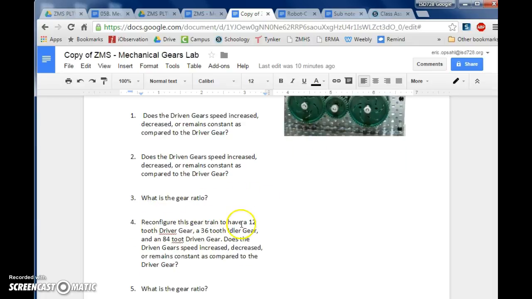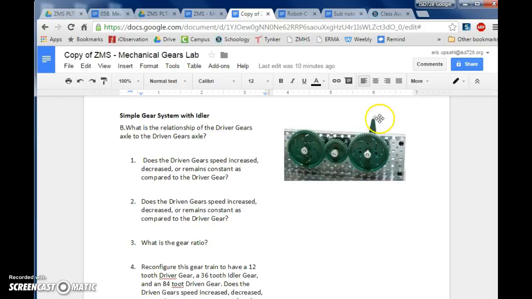4 says to reconfigure it. So you build a different one. But this tooth driver gear, this tooth idler gear, this tooth driven gear. Here's my handle. Here's a driver. Here is the driven. This is the idler gear, the one in the middle.